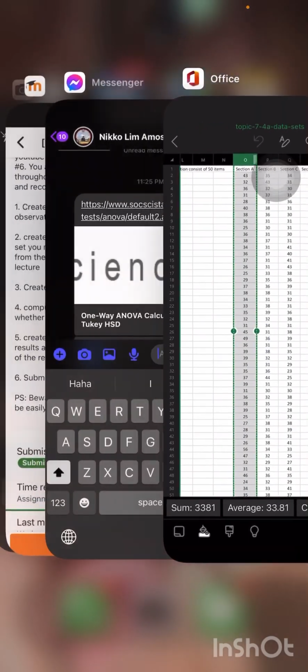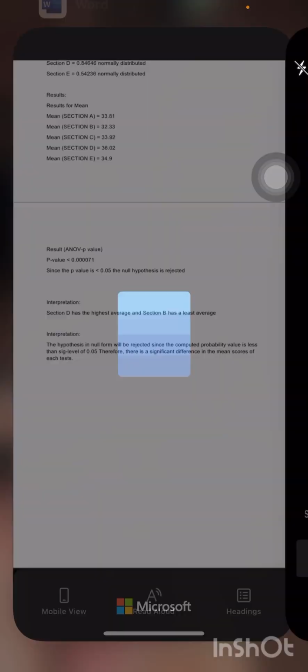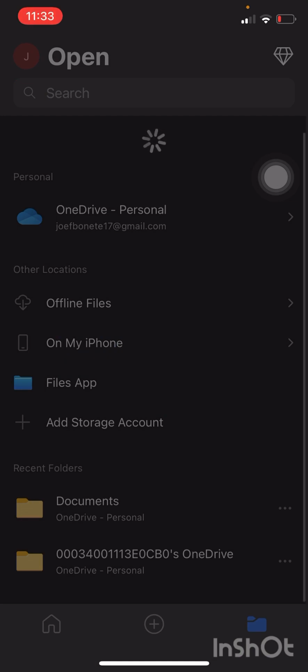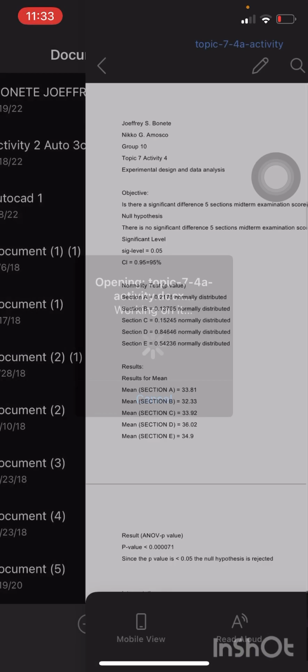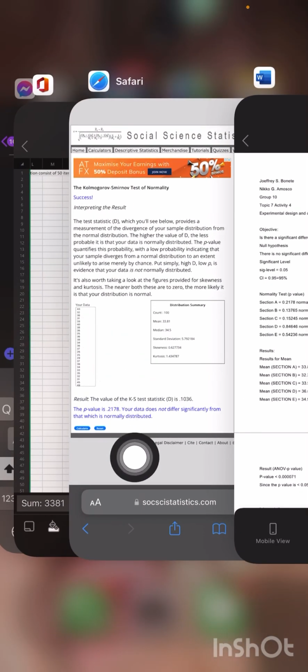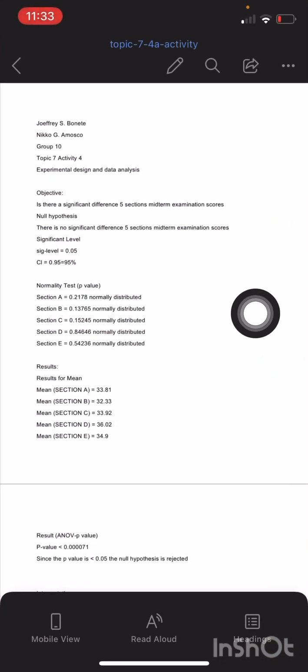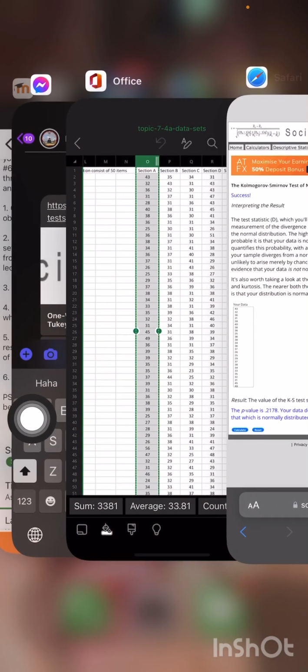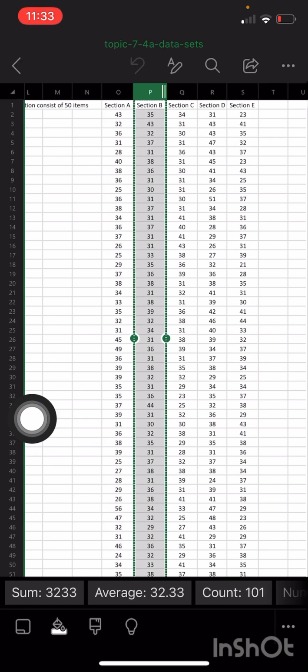So, we created a Word file where our data are located. So, in section A, 0.2178, normally distributed, and the mean, 33.81, for our results. So, next was section B.